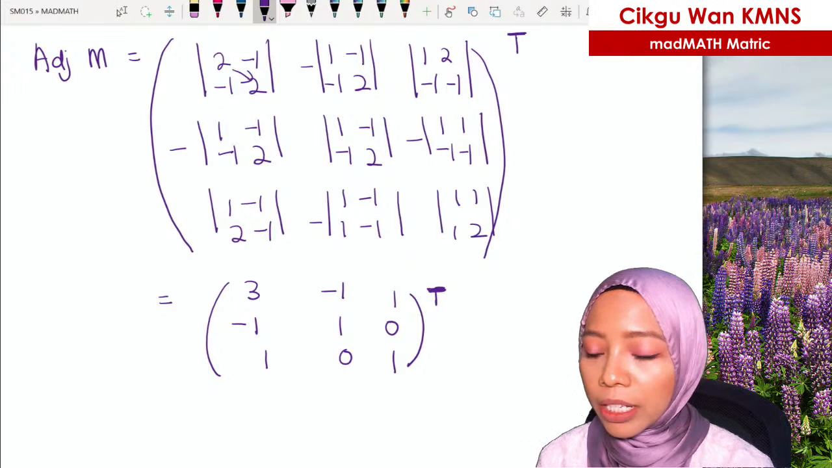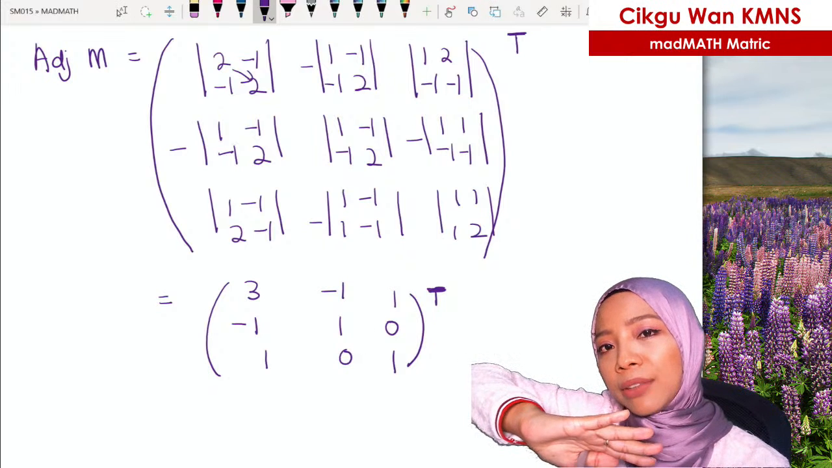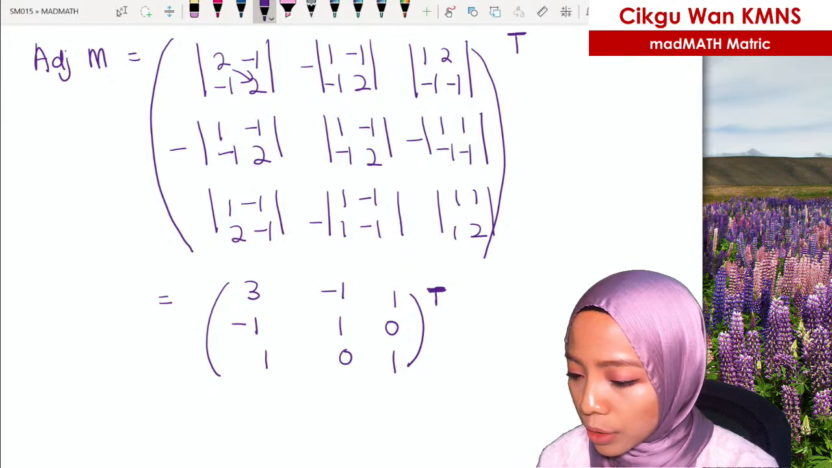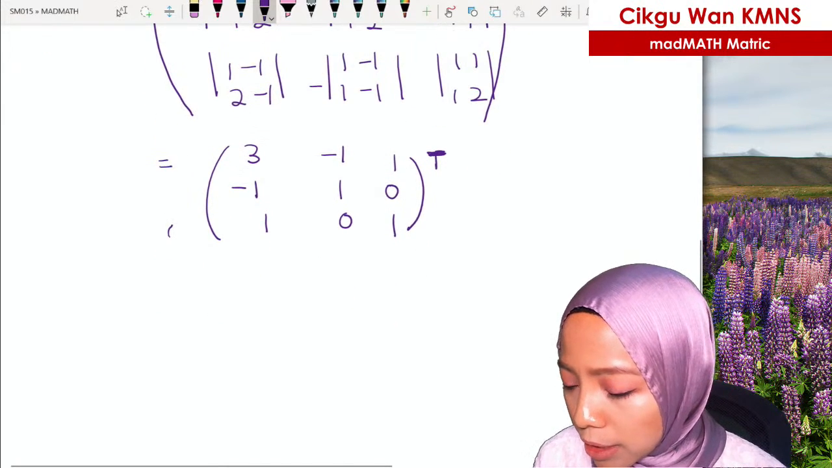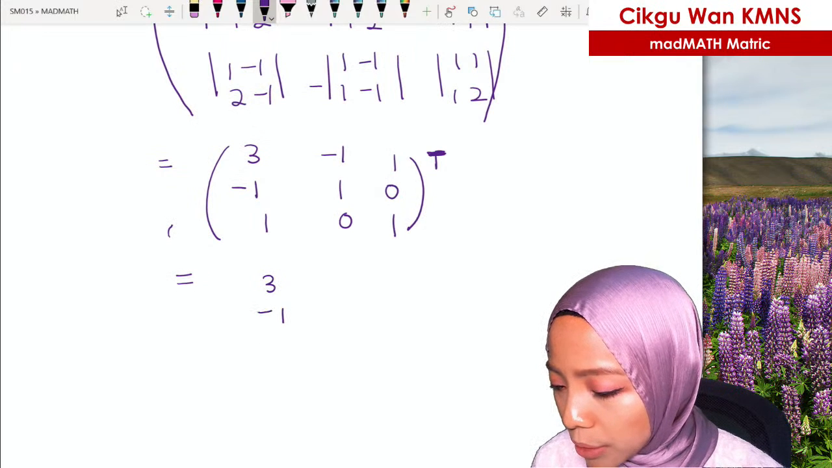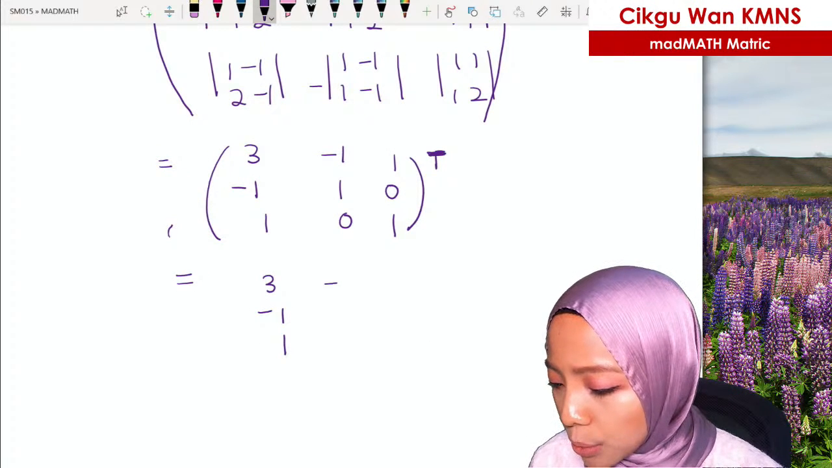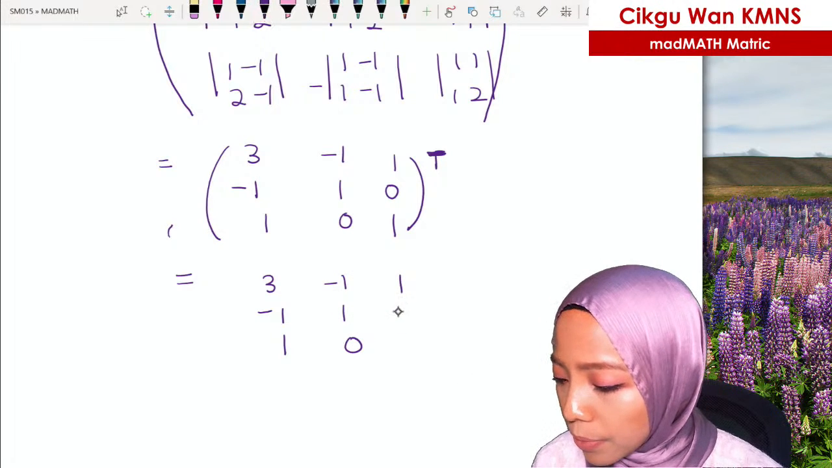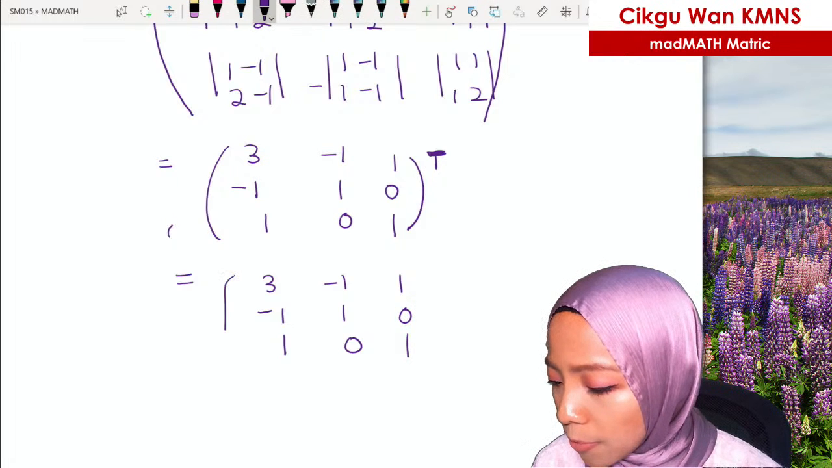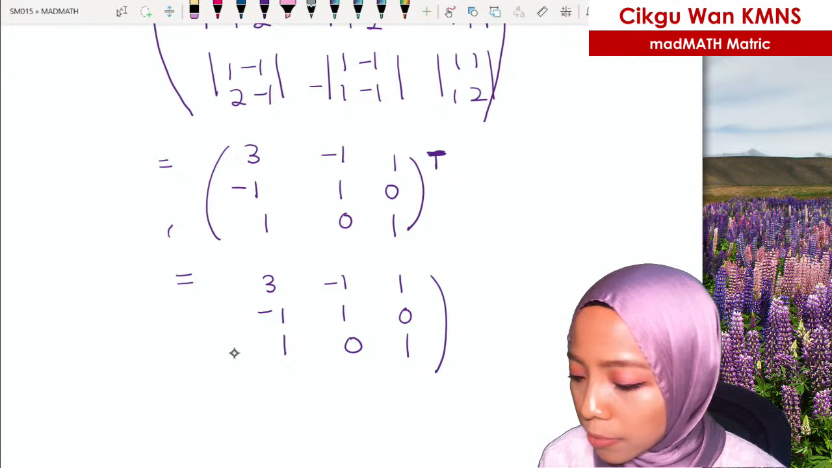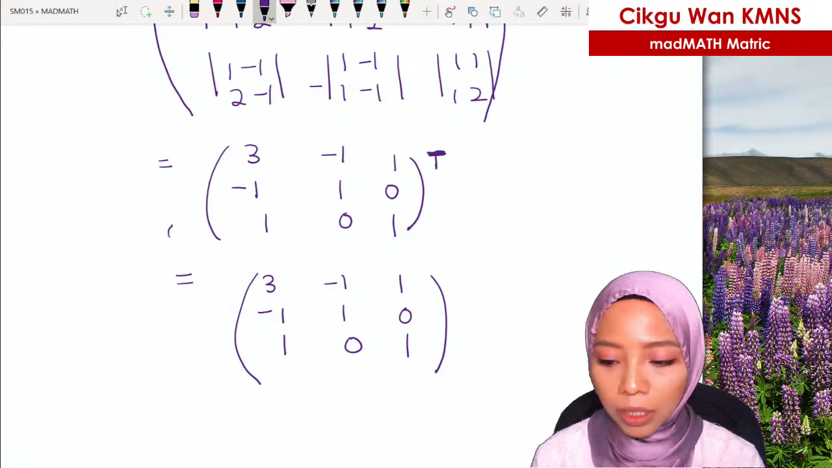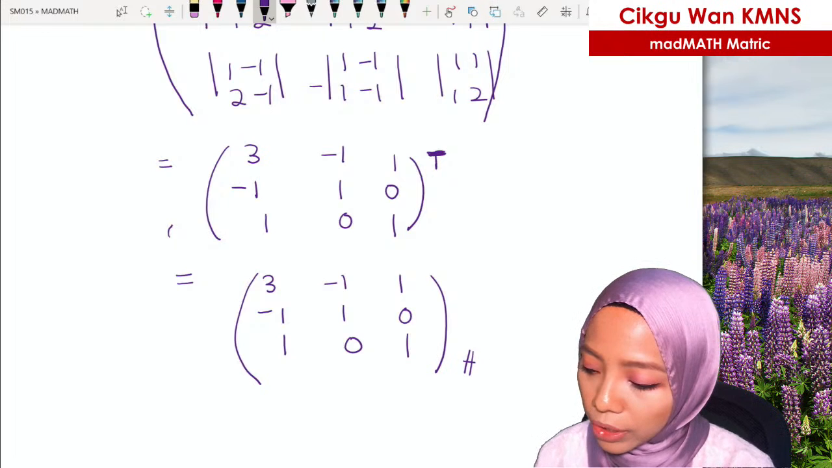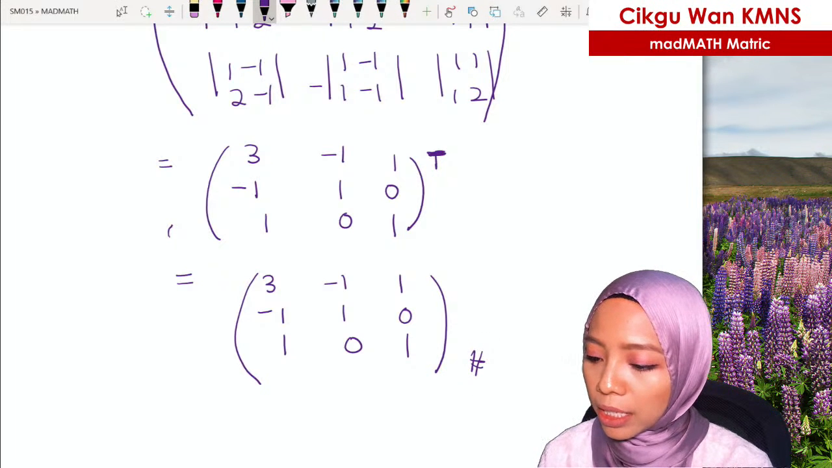Okay, so sekarang cikgu dah ready nak transpose. So, 3 -1, 1, dia akan jatuh ke bawah. Okay. So, I scroll. Dia akan jadi 3 -1, 1. -1, 1, 0. Okay, 1, 0, 1. Okay, ini baru kita punya adjoint. Ini baru adjoint. Okay, kita zoom out sikit.